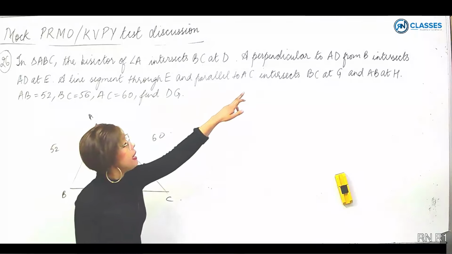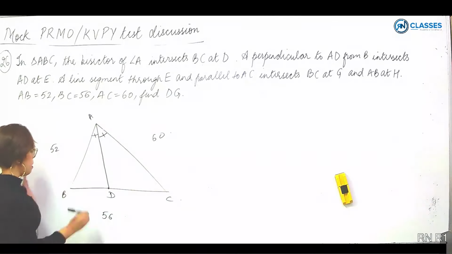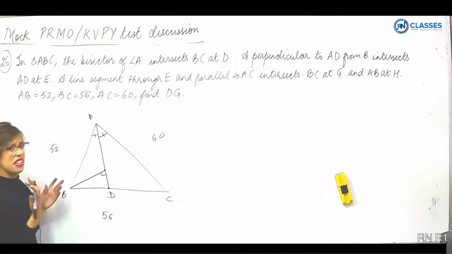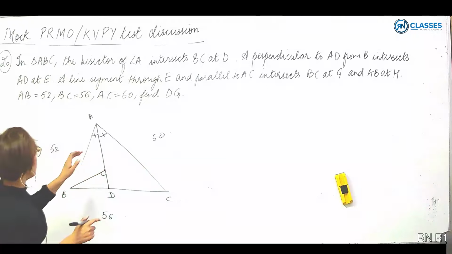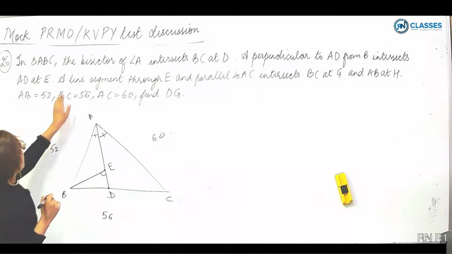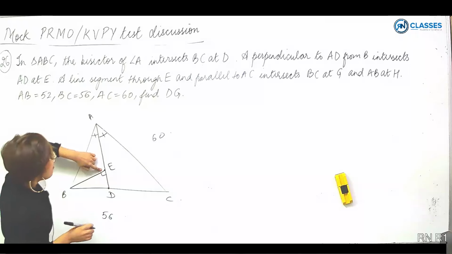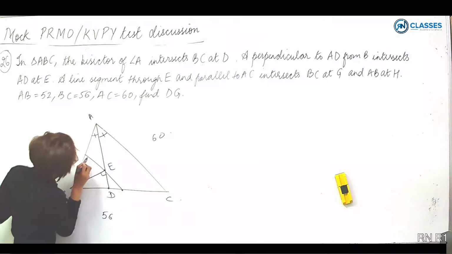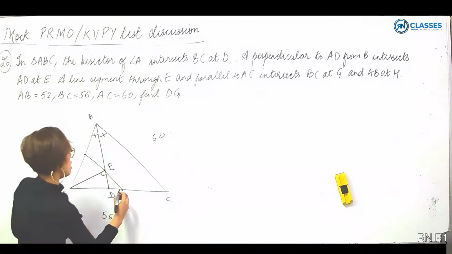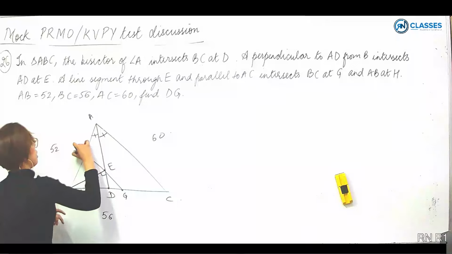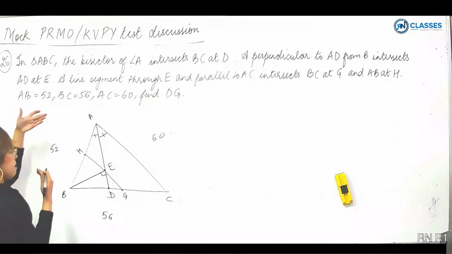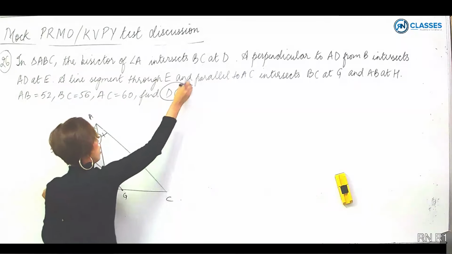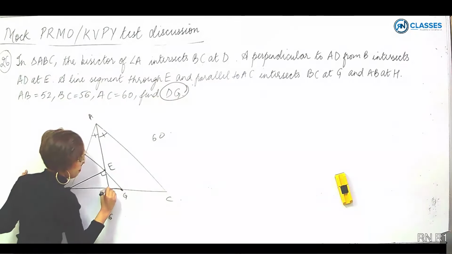A perpendicular to AD from B. To AD from B, perpendicular. Maybe it looks something like this. Somewhat. We don't care. It intersects AD at E. Right? A line segment through E and parallel to AC, so it will be something like this. It intersects BC at G and AB at H. AB is 52, BC is 56, AC is 60. You need to find the value of DG. That means this length.